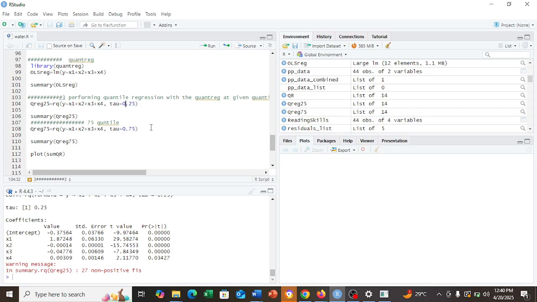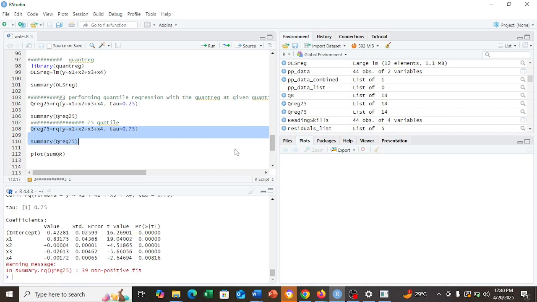If I want to look at the middle portion of the data set, then I'll run the 50th quantile or the median. So this is the output for the 25th quantile. If I want the 75th quantile, then I will use this. Remember, I'm still using my water data. You can see tau is 0.75, for the 75th quantile, this is what I have. These are the estimate, standard error, t values, and p values. They are all significant at the 5% significance level.